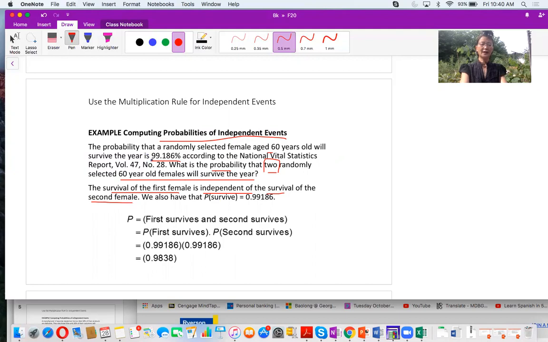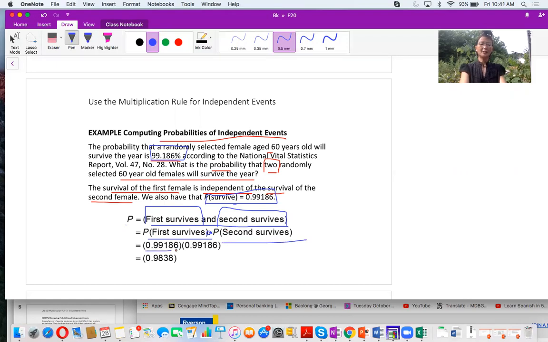We know the survival rate is 99%, so the probability of survival is 0.99. The question asks, what is the probability the first woman survives and the second woman survives? Because the first woman surviving is independent of the second woman surviving, they are independent events. So we use the probability of the first surviving multiplied by the probability of the second surviving.